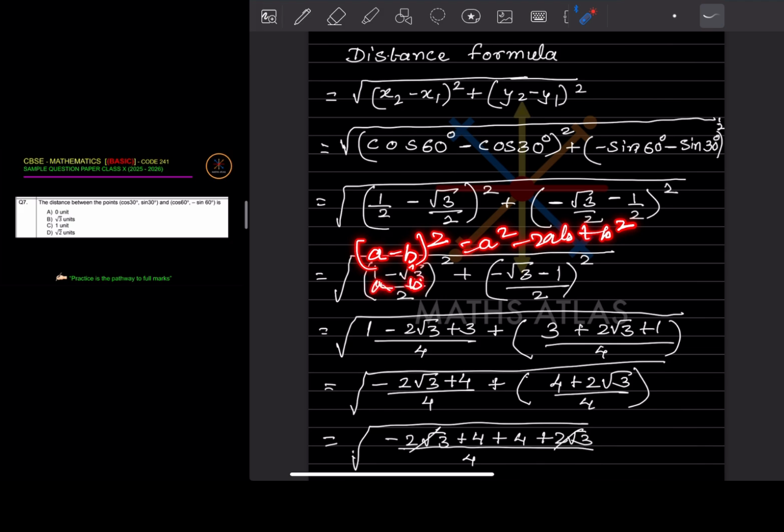Minus 2ab means minus 2 into 1 into 3. That will be minus 2 root 3. And the b square means root 3 square. Root 3 square is going to be just 3. So this is plus 3. And this is the same.